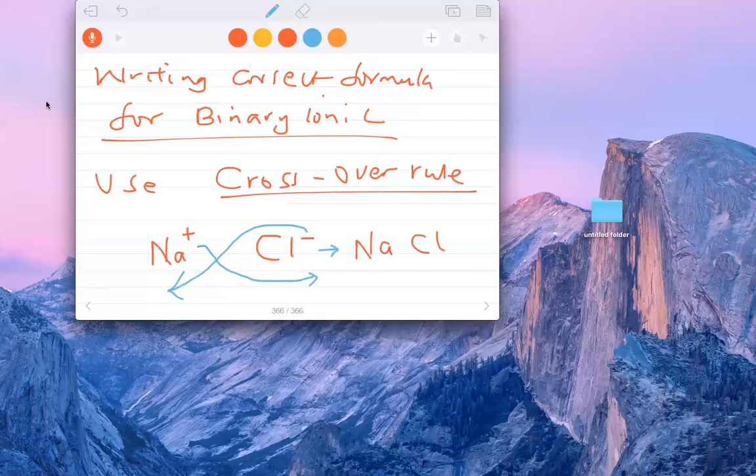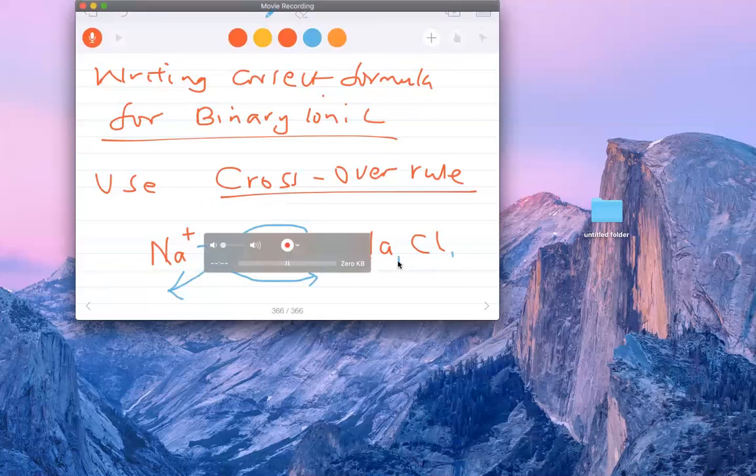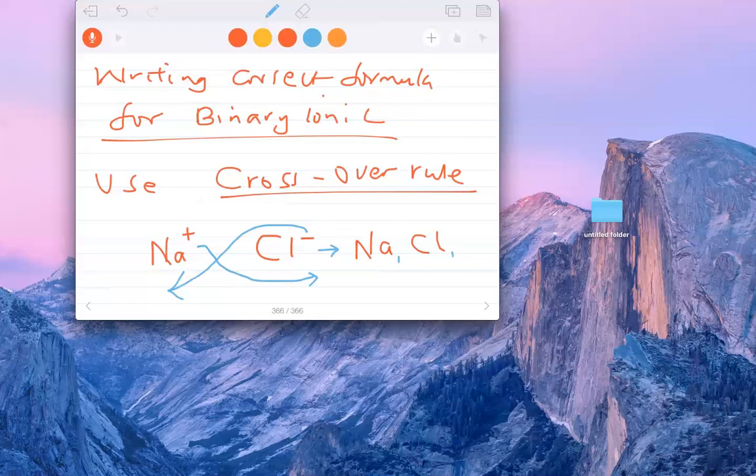Behind the scene, there is 1 and 1. 1 is coming from chlorine, and 1 is coming from sodium. We don't indicate 1 when it is understood, so we write it as just NaCl. This is how the crossover rule works in writing the correct formulas for binary ionic compounds.